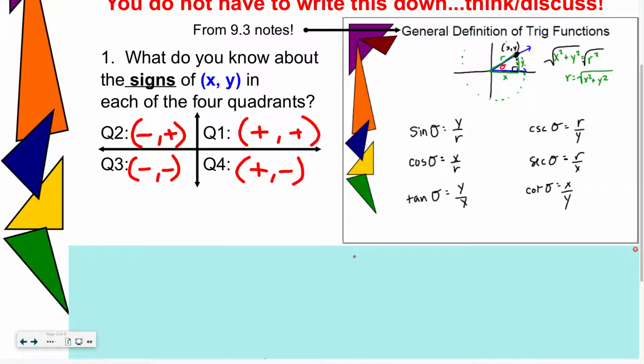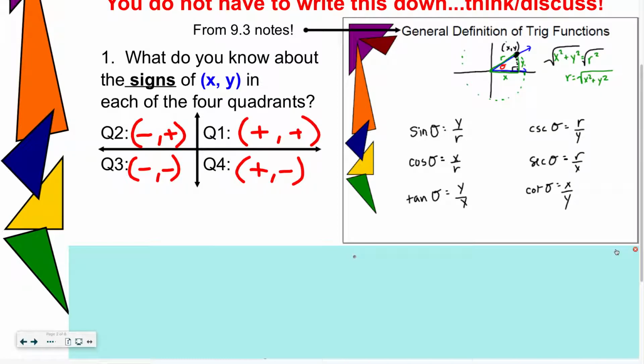Okay, as I'm eavesdropping around the room, these are the discussions I'm hearing. So hopefully you're talking about x is positive, y is positive in quadrant 1. Everything is positive. In quadrant 2, x turns negative because you're going left, but y is still positive because you're going up. In quadrant 3, they're both negative, and in quadrant 4, x is positive, but y is negative. Okay? So now I'm going to ask you this question.